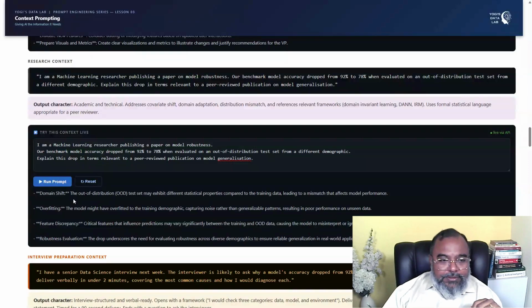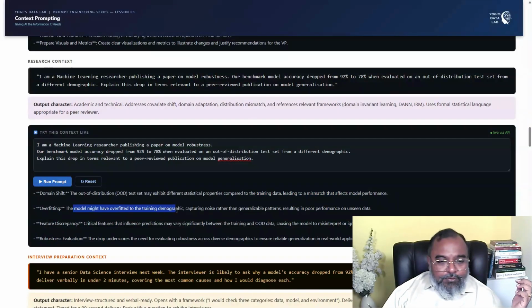Now, when you look at this, when you talk about the out-of-distribution test or the domain shift that has happened, out of distribution means it was not a part of the distribution, and then they are testing it on a new data set, which is the OOD data set, a completely new data set. Okay, so that was not a part of the distribution. That is the OOD test set. It may exhibit different statistical properties compared to the training data, leading to a mismatch that affects model performance.